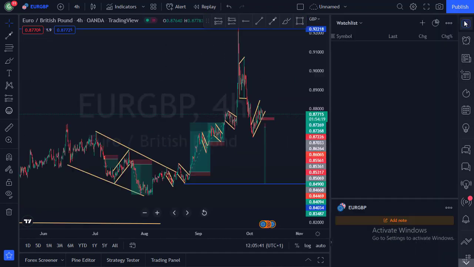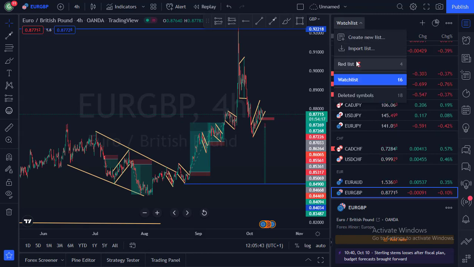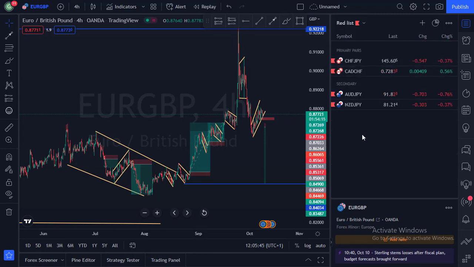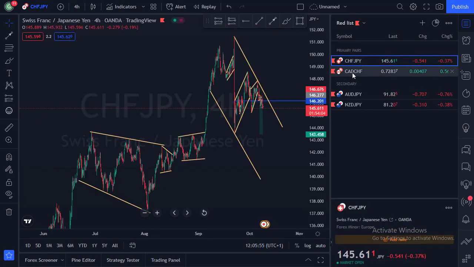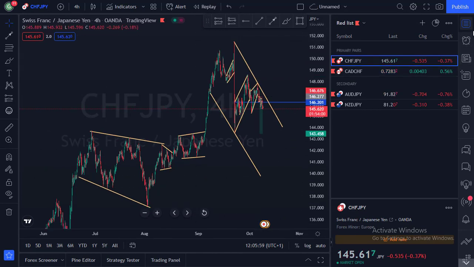Now let's go quickly to my red list. On my red list, I have 4 pairs. I'm actually in 2 trades as I speak right now. I entered one of those trades last week Friday, and it's running into this week. That's a trade on CHFJPY. Now, what was I looking at on CHFJPY?